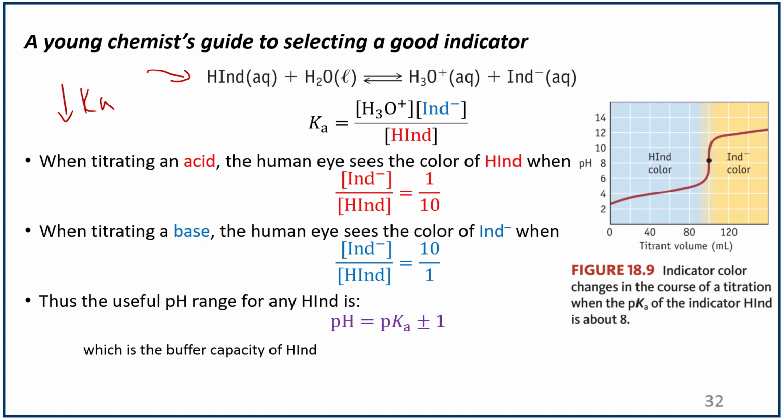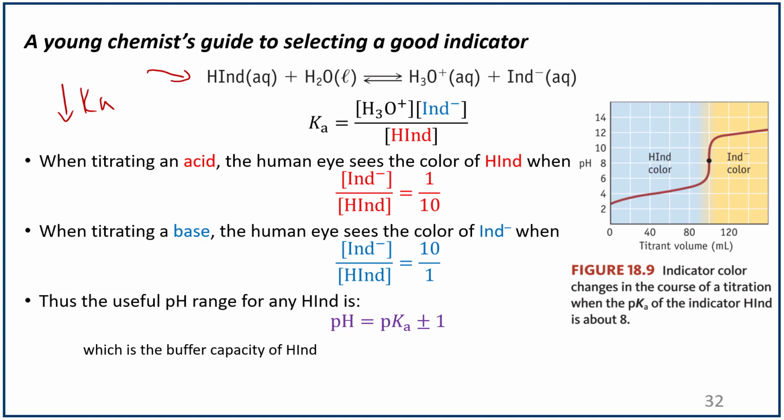Okay, now if you have an acid analyte, then you will see the color of the indicator change when the ratio of the deprotonated indicator to protonated indicator is 1:10. And when you're titrating a base analyte, you see the color of the deprotonated indicator when the ratio of deprotonated to protonated indicator is 10:1.